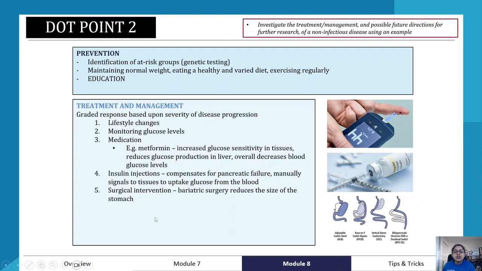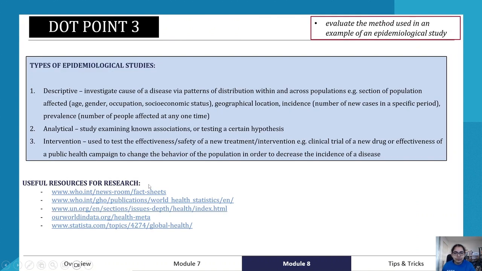And finally, surgical intervention. Bariatric surgery reduces the size of the stomach. And they progress in terms of severity. So you can start off with lifestyle changes, then monitor glucose levels, then take some medicines for it. And then if it's severe, you can resort to insulin injections and surgical intervention.